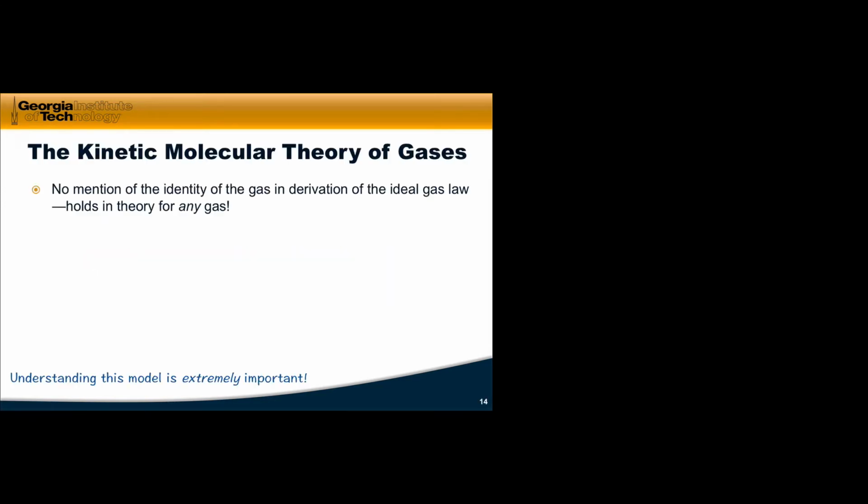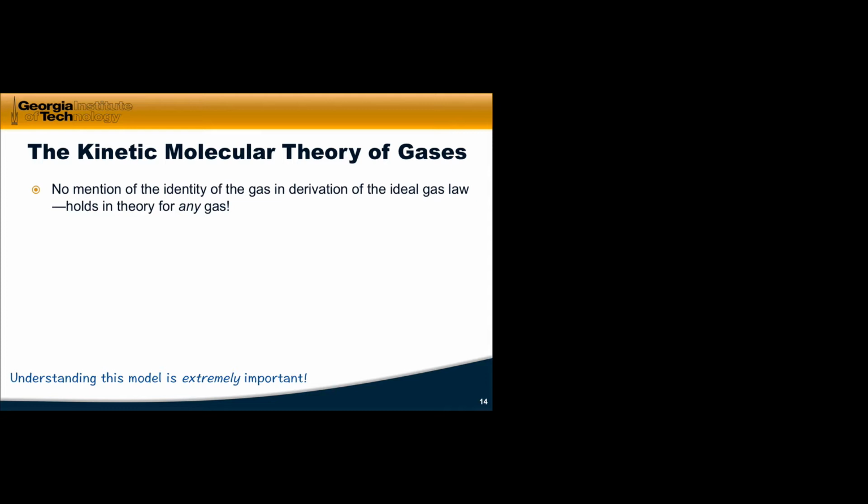One thing to notice about the ideal gas law, PV equals nRT, is that there is no mention of the identity of the gas in the derivation of the ideal gas law or in any of the variables, for that matter. There's nothing that depends on molecular structure built into the ideal gas law. In fact, we'll see later that gas laws for real gases do have parameters that depend on molecular structure. But for the ideal gas law, there's no mention of the identity of the gas, and so the ideal gas law holds in theory for any gas.